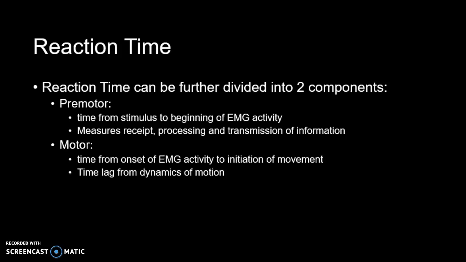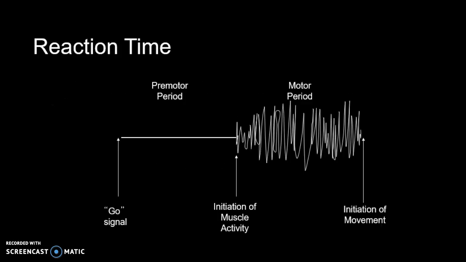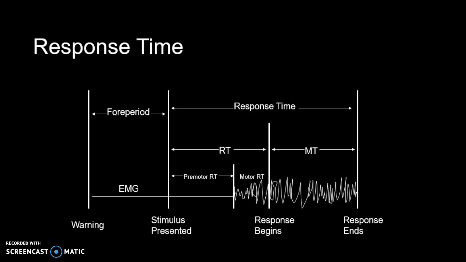And remember, we talked a little bit about voluntary muscular contraction, how there's a little bit of a lag period there. So here's our premotor area. Then we have the initiation of muscle activity. And then, again, we'll have electrical signals that occur prior to the initiation of movement.